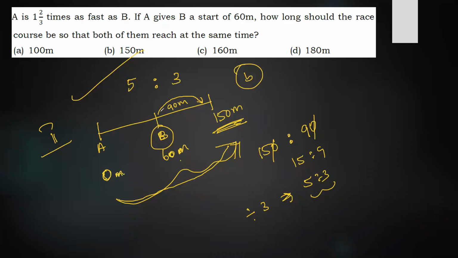Is it clear? If I take my option as 150, A gives B a start of 60 meter. So A asks B to stand at the 60th meter, since A is faster, and A stands at the 0th meter. To complete the race, B has to travel 90 meter, but at the same time A has to travel 150 meter. So the ratio must be equal, right? 90:150, you take the ratio and you will get 5:3, which is the speed.